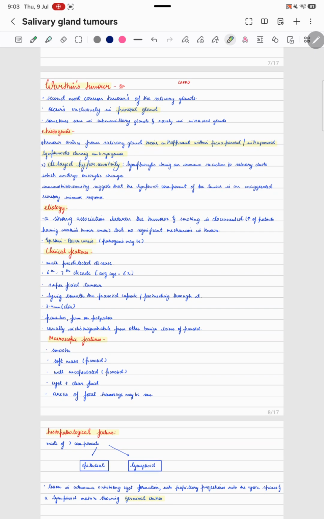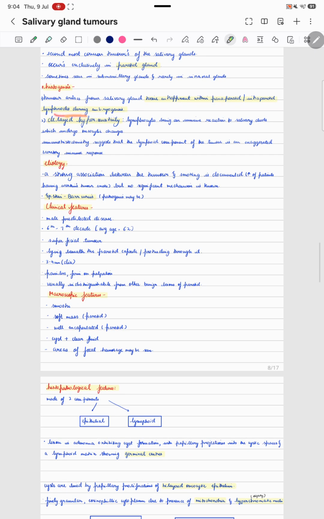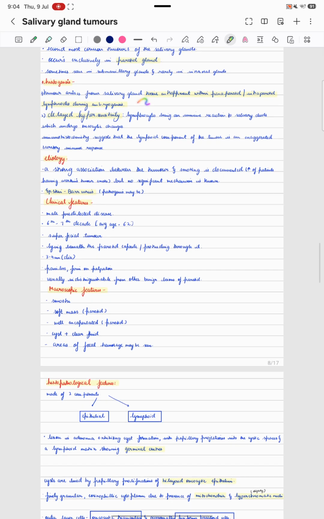It is also sometimes seen in the submaxillary glands and intraoral glands. Coming to the histogenesis, the tumor arises from the salivary gland tissue entrapped within the paraparotid or the intraparotid lymph nodes. Now, what does this mean? What does the histogenesis say? The tumor arises from a salivary gland tissue entrapment.